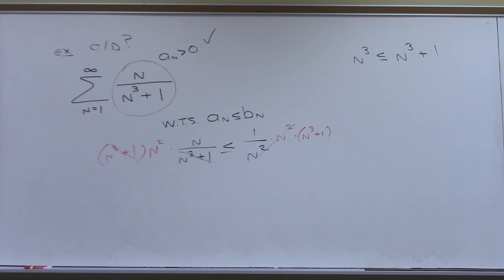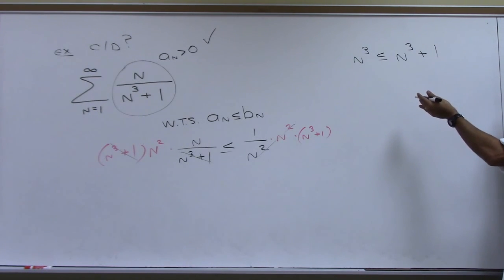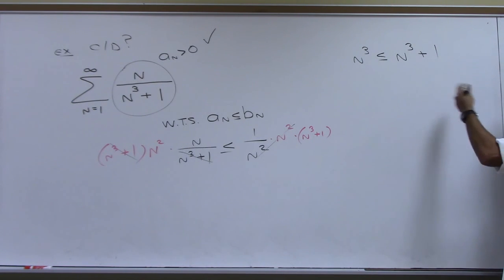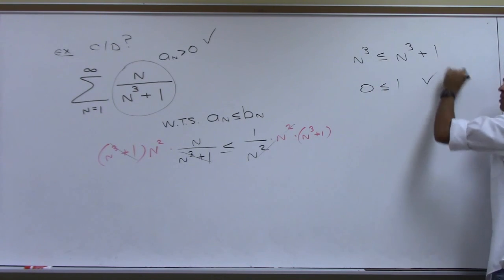Now what? Nope, you're not letting n go to infinity. You stop when you're convinced, and you convince me that that's always true. That is always true? Okay, I was just going to ask you to subtract n cubed on both sides. Subtract n cubed on both sides, and what would you be left with? Is that true? Absolutely, that's true.